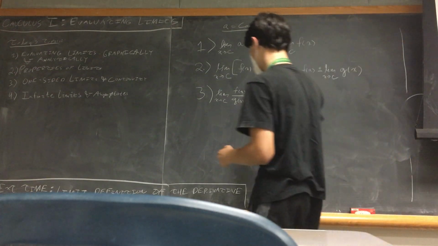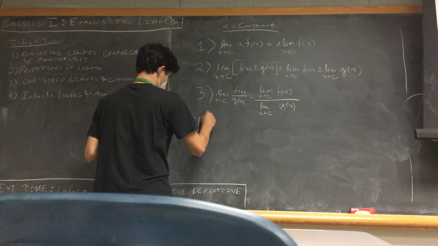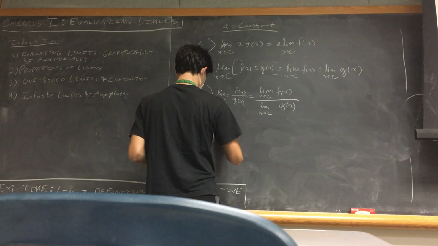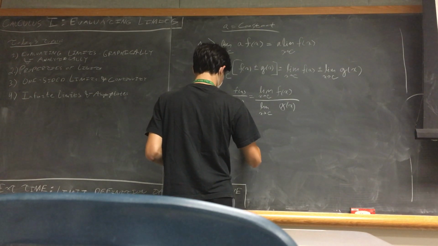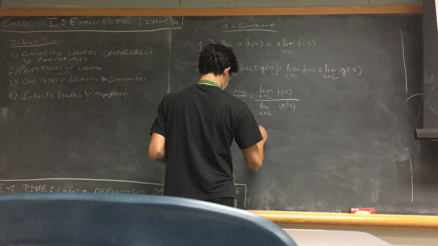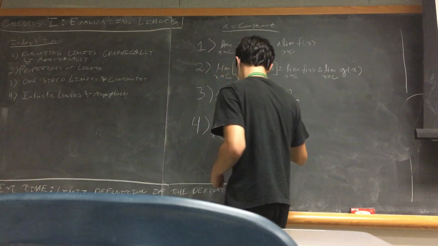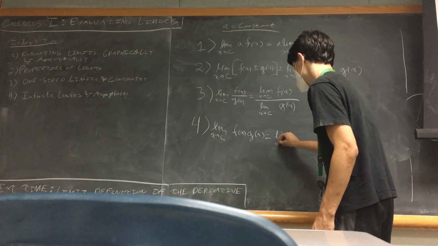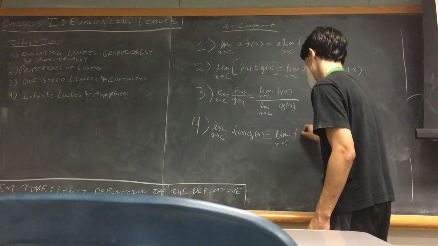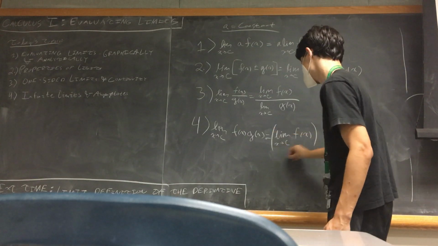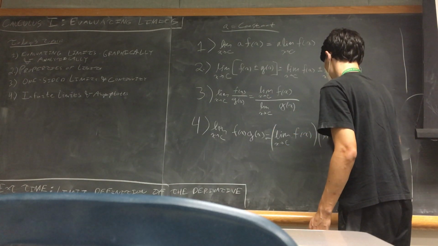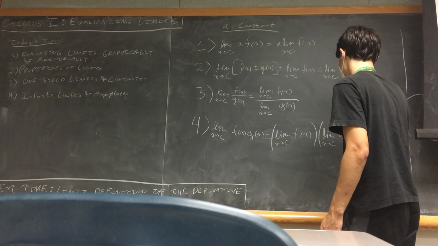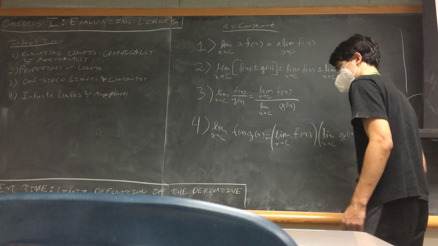And our fourth property is that the limit as x approaches c of f of x times g of x is equal to the limit as x approaches c of f of x times the limit as x approaches c of g of x.